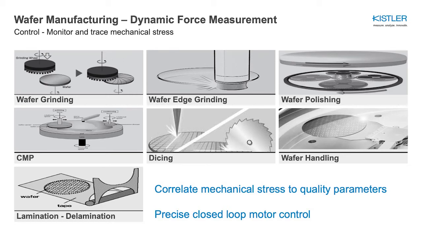The second one is precise loop control. Similar to the thermocompression application, you can use the force signal to perform precise loop control, and you can achieve great downforce precision. Another customer application where we are able to support is lamination and delamination. Now let's move on to further applications.